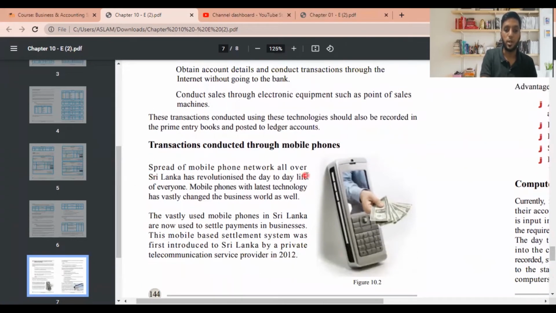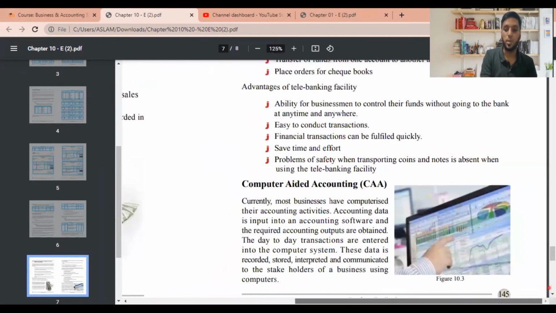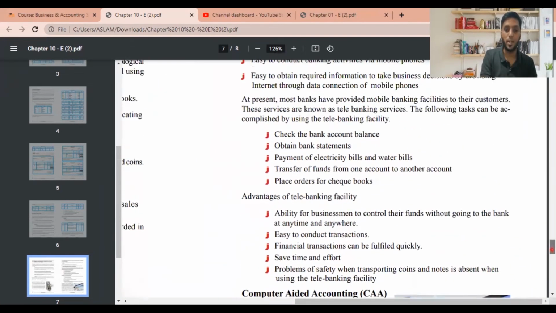Spread of the mobile phone network all over Sri Lanka has revolutionized the day-to-day life of everyone. Mobile phones with the latest technology have vastly changed the business world as well. The vastly used mobile phones in Sri Lanka are now used to settle payments in businesses. The mobile-based settlement system was first introduced in Sri Lanka by a private telecommunication service provider in 2012. So people are now doing mobile transactions.